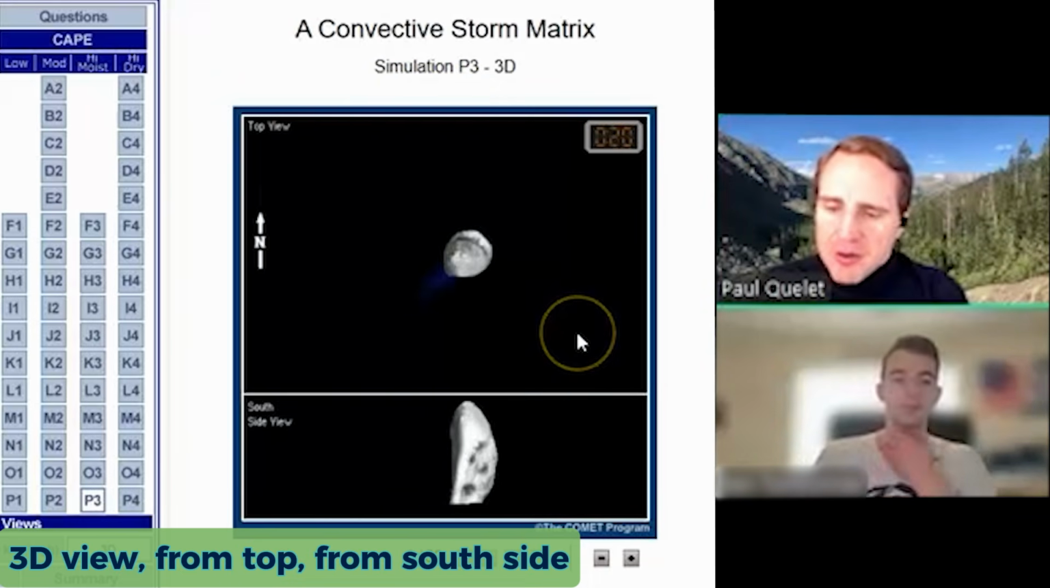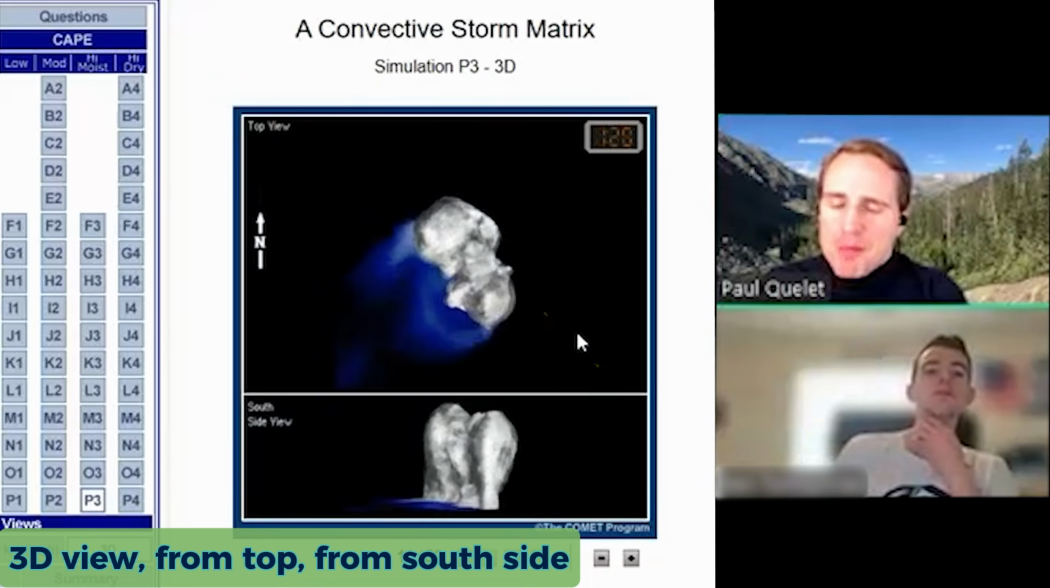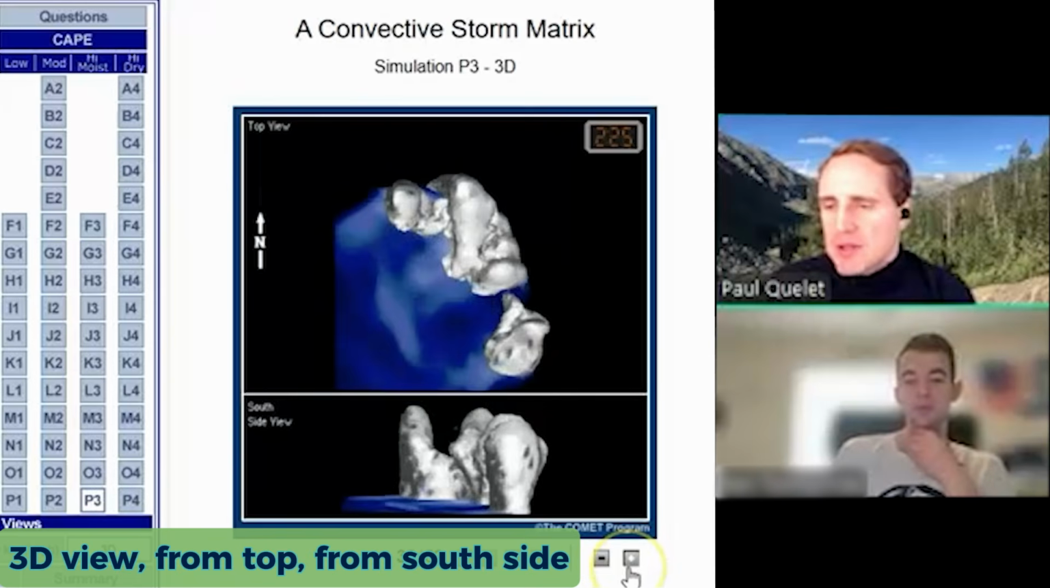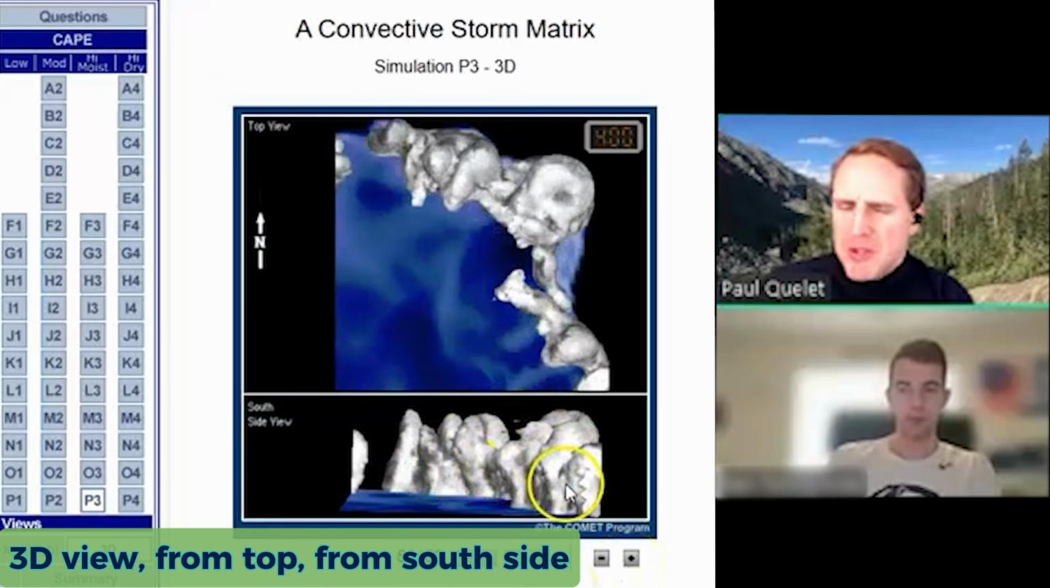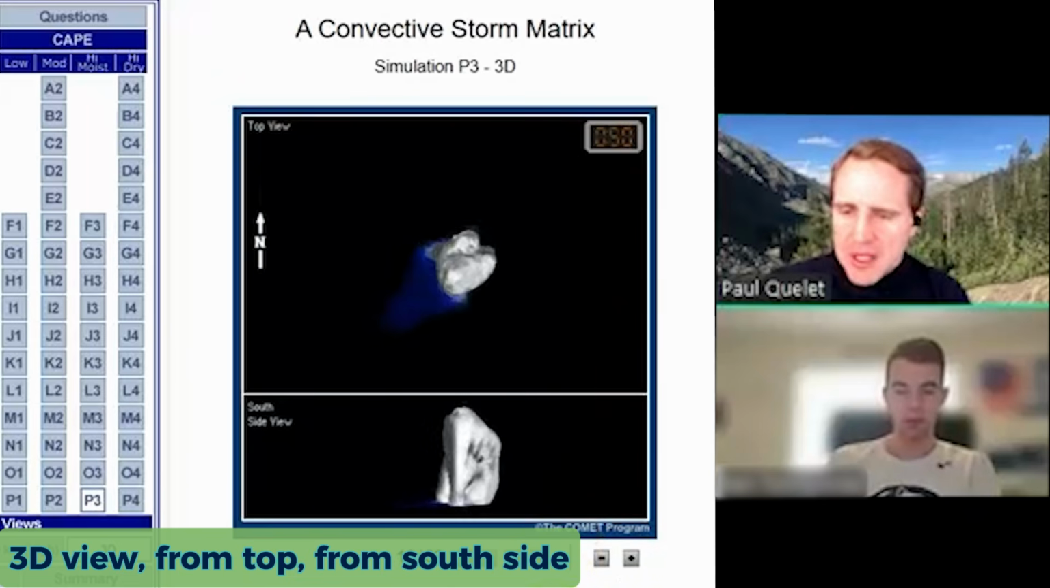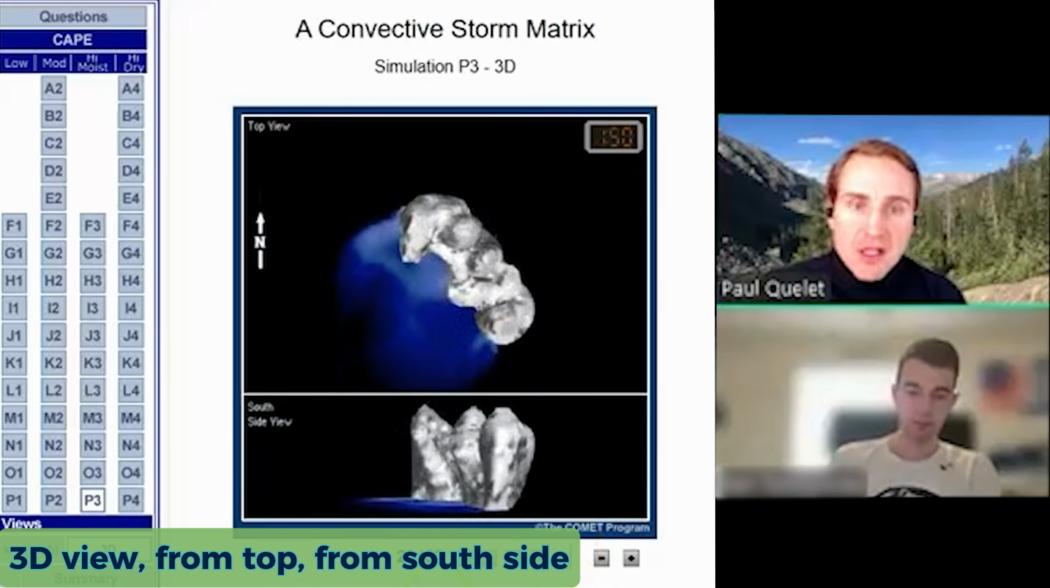If I look at the side view, again, you can see bam, bam, bam, bam. Look at all those updrafts. And that's because we have a lot of heat and a lot of moisture at low levels. But we're just limited on the wind shear to get really significant supercells, classic supercells.